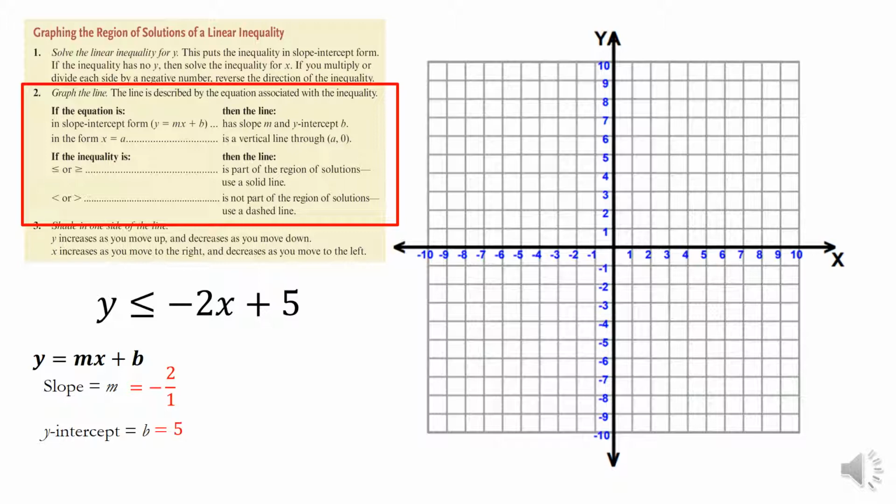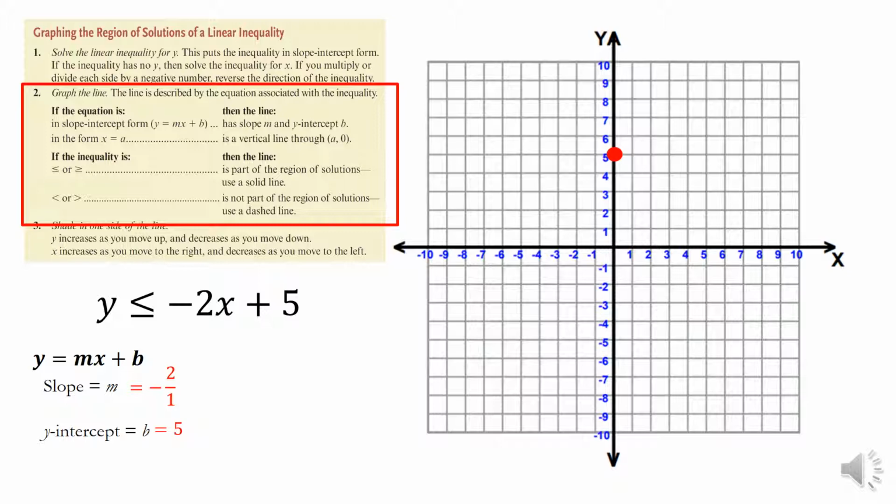If you remember from example 1, the first thing we did was we plotted the y-intercept. Here our y-intercept is positive 5, so we're going to plot a point on 5.